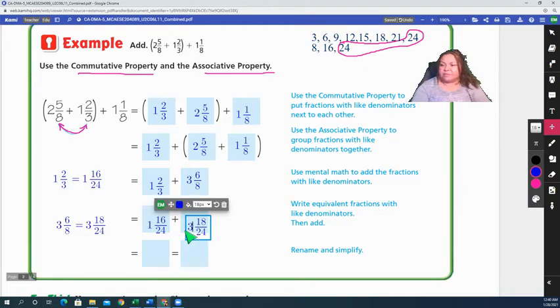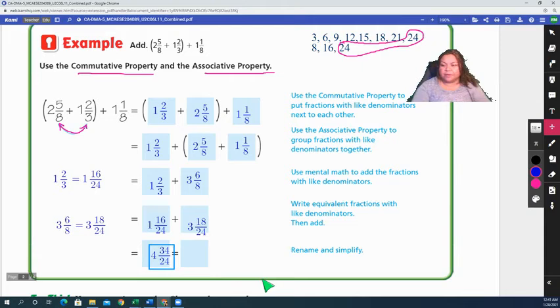So now that we have the same denominator, we can add 16 plus 18. This is math that you can do in your head, because you know that 6 plus 8 is 14, and then you add the tens, 1, 2, 3, so that's 34. That's 34 over 24, and then we add our whole numbers. 3 plus 1 is 4.